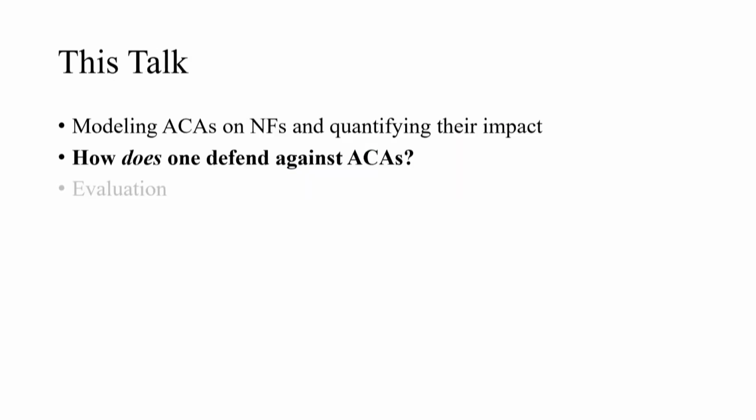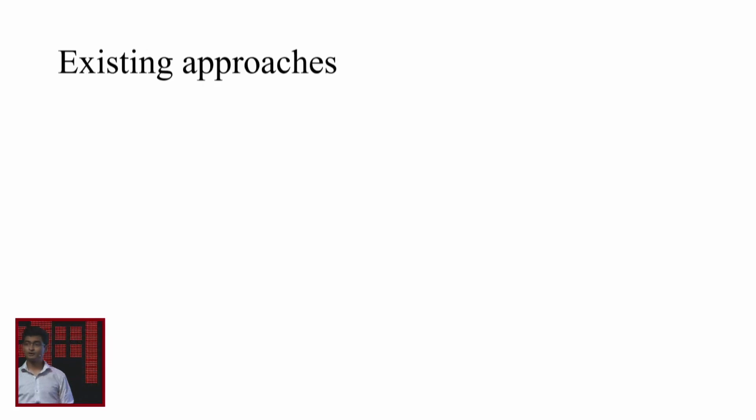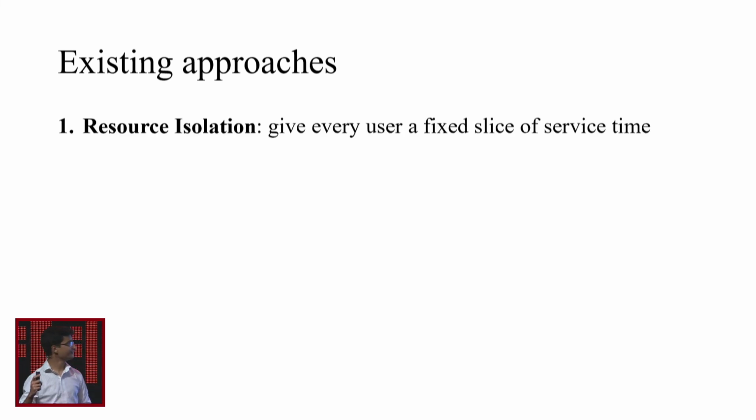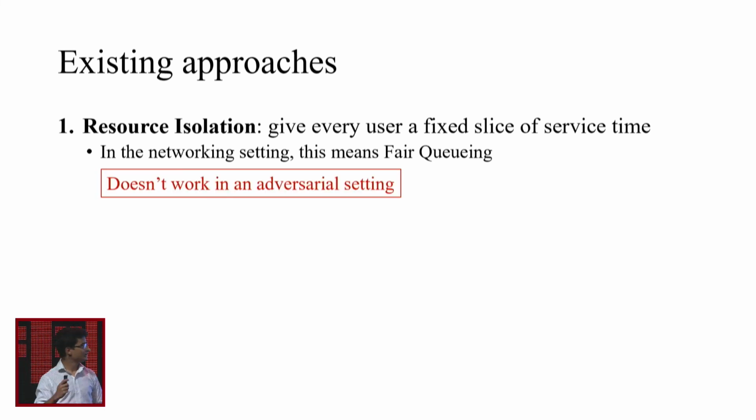OK, so now that we know how to model ACAs, let's take a look at how one might defend against them. First, I want to tell you about two existing approaches that are state-of-the-art and commonly used in systems today. The first one is resource isolation. The idea is very simple. We're going to give every user a fixed slice of the service time, as is common in operating systems and cluster compute frameworks. In the networking setting, this translates very naturally to fair queuing. The problem is that while fair queuing works in stochastic settings, it doesn't actually work in an adversarial setting. And we'll see exactly why in a few slides.